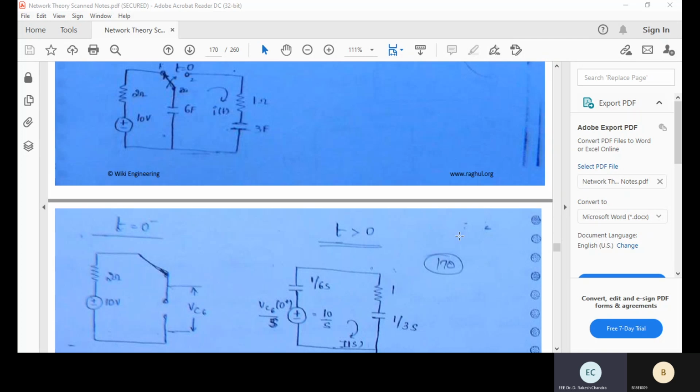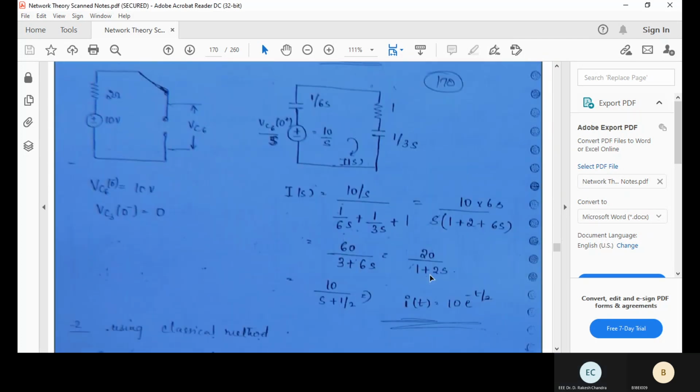So like that, you can write the Laplace equation and you can go for the I of s response. Previously we have solved this type of equations. How were we able to solve these equations previously? By using differential equations, for the I of t response. We apply KVL to the loop and find the response.